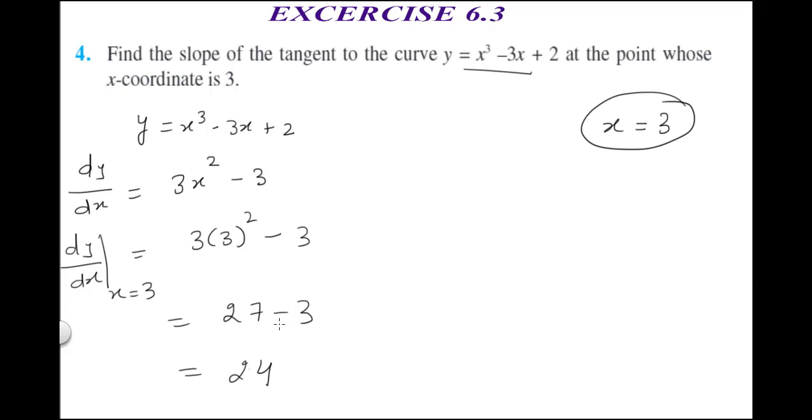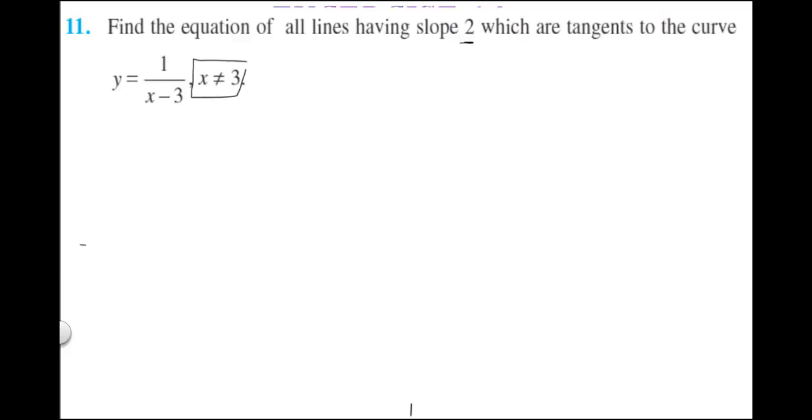Let us move to classwork questions now. So starting with question number 11 today. In question number 11, it is asked to find the equation of all the lines which are having slope 2 and are tangent to the curve. That means this is the slope of tangent only, because those lines are tangent to the curve. So this is actually the slope of tangent according to the question.